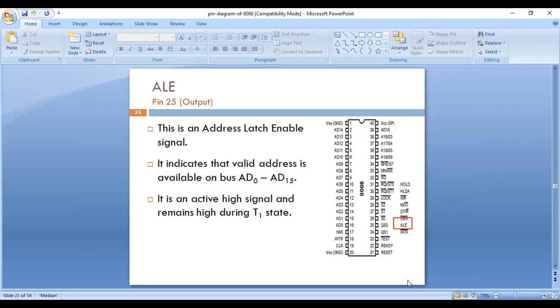Next, ALE, which means address latch enable. It indicates the valid address on the address and data lines. It is pin number 25. It is an output pin.